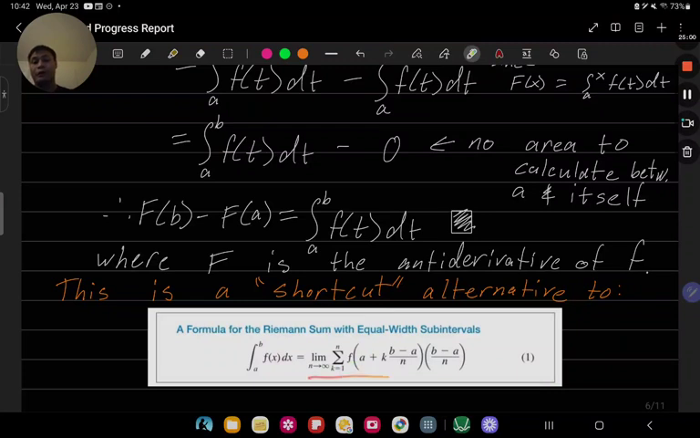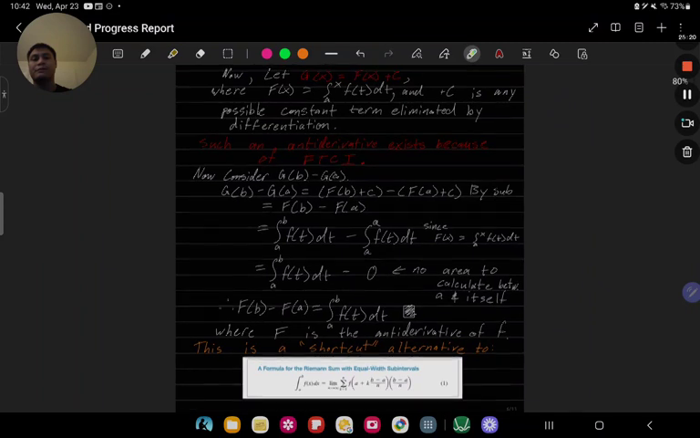So if you don't want to calculate that and f is continuous, you're more than welcome to just take the antiderivative of f for the start and the end point of your interval. And there you go. That's the shortcut of a definite integral. That's FTC2.